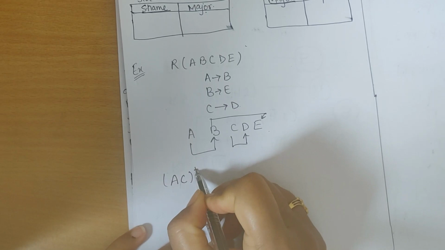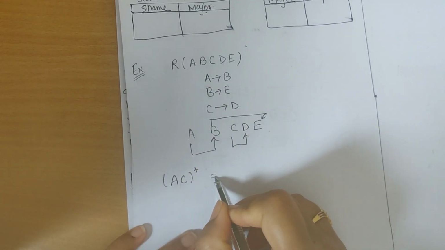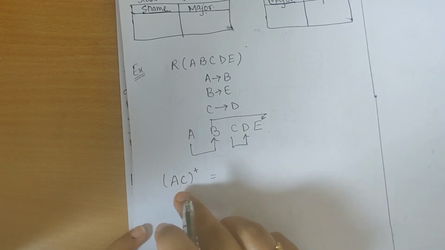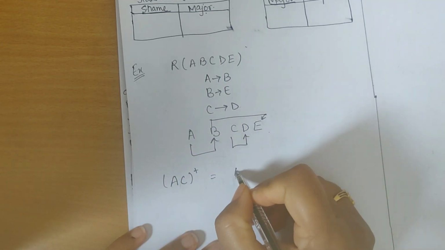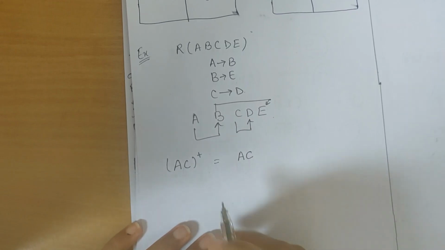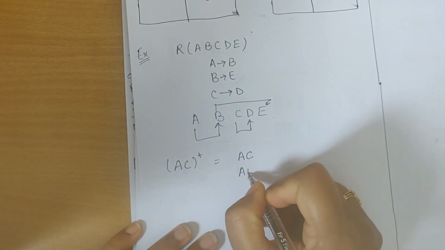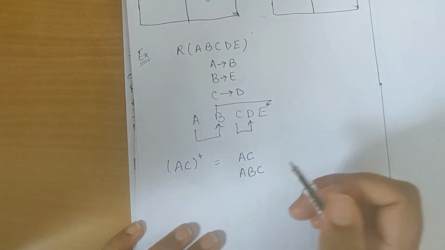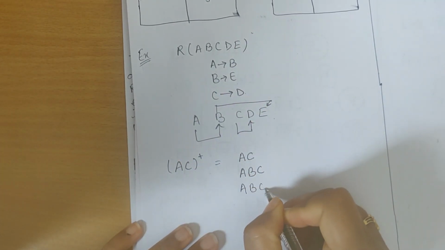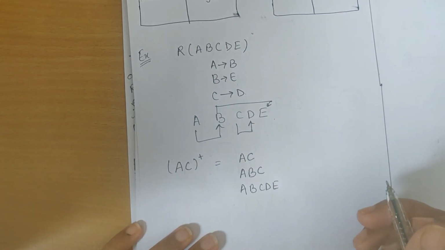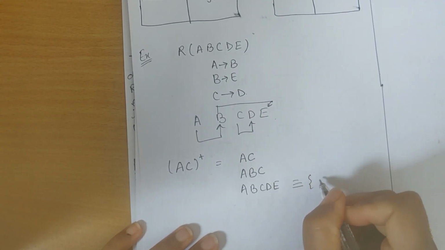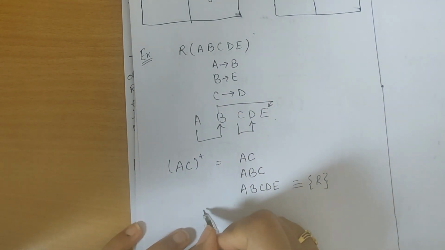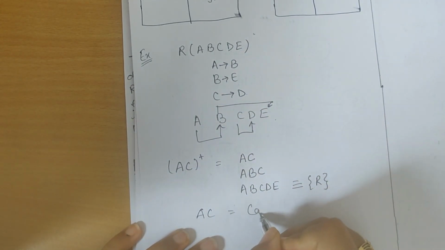If I find the closure of AC, what will happen? First, in the result set I have to write down the elements for whom I am calculating the closure. So AC. Now A determines B, so ABC. B determines E and C determines D, so A, B, C, D, E. I hope this is clear. That means AC has the power to determine the entire relation R. So can I say AC is the candidate key?